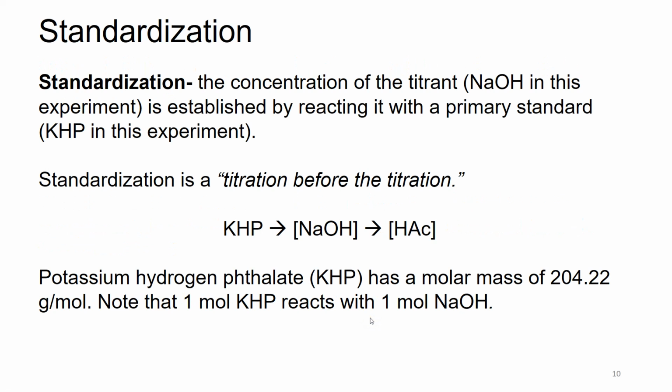Again, we're going to use KHP to standardize sodium hydroxide solution. It's a titration before the titration. So we're going to use KHP to titrate this sodium hydroxide solution. And then we'll use this sodium hydroxide solution to titrate the acetic acid solution. This KHP is actually potassium hydrogen phthalate. It has a molar mass of 204.22 grams per mole.